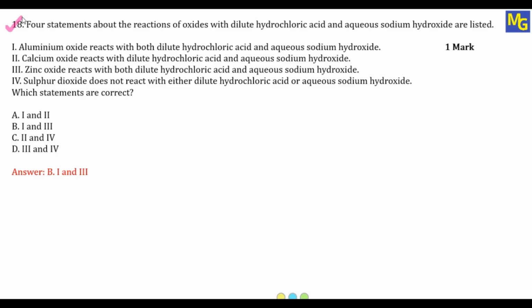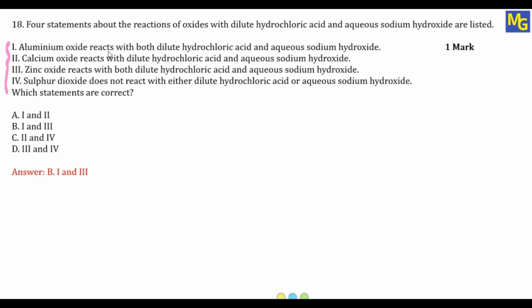So now question number 18, again a multiple choice question which carries 1 mark. Four statements about the reaction of oxides with dilute hydrochloric acid and aqueous sodium hydroxide are listed. Hydrochloric acid is an acid, aqueous sodium hydroxide is a base. So we are going to react oxides with acid and base, and here we have 4 statements.